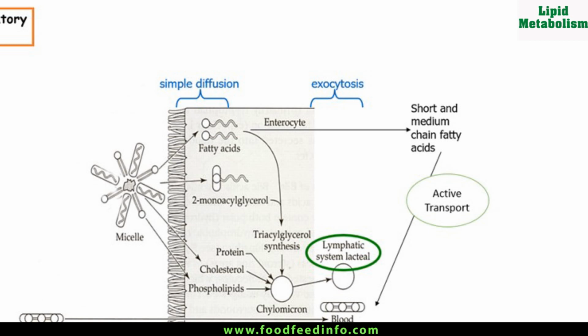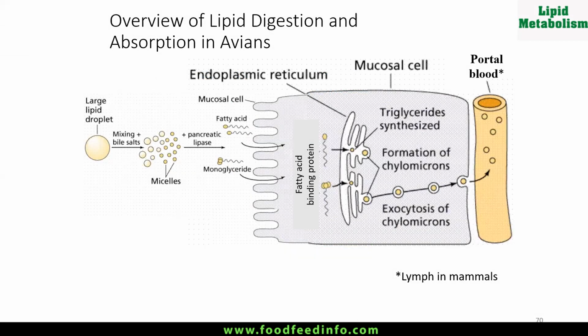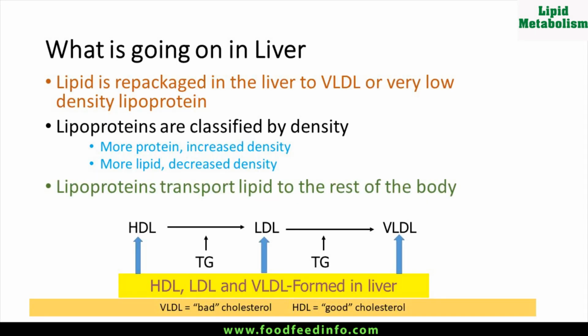So this is what we have discussed about the digestion and absorption of lipid, and we have also discussed the absorption of fat in the case of poultry birds. There is a formation of chylomicrons, and there is a binding with the protein, that's a lipoprotein, and then they are passed on to the portal blood rather than going into the lymphatic system.